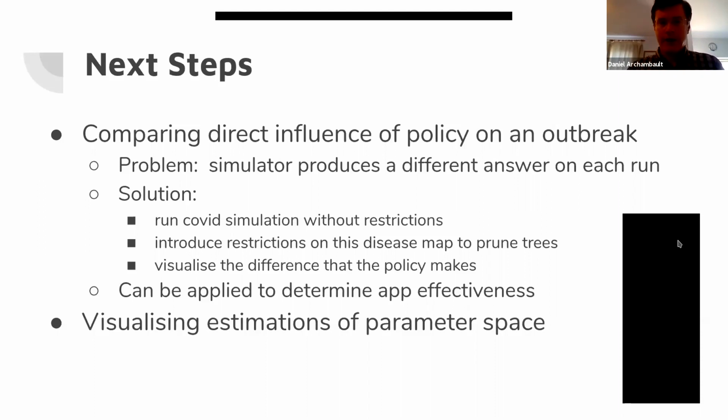So what our solution is going to be, you take the COVID simulation, you run it without restrictions. So this would be the worst case scenario. And then what you do, instead of rerunning the simulator, you apply the rules to that map because you have all of the information. You can look back in time. And then what you can do is gray out or prune trees that essentially would have been stopped by people complying with the policy.